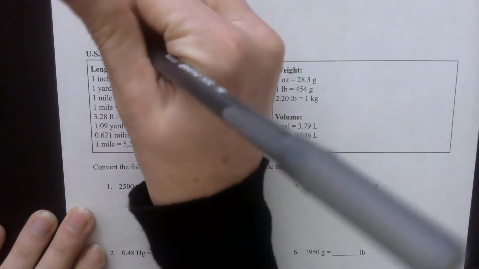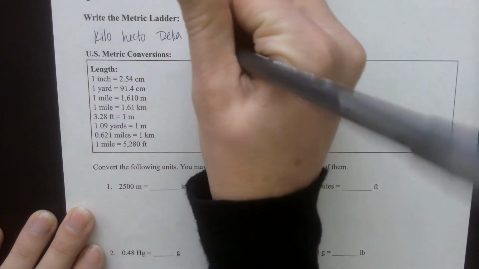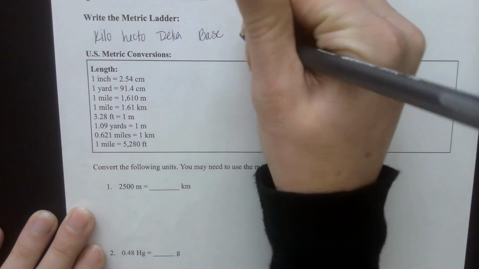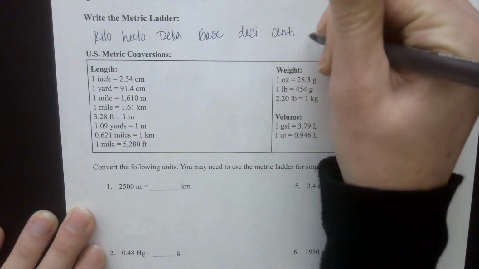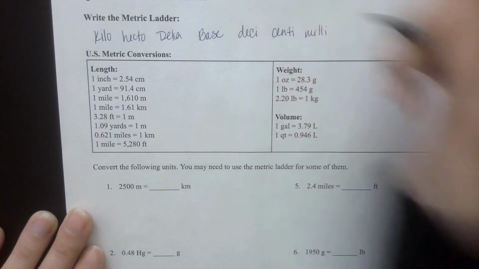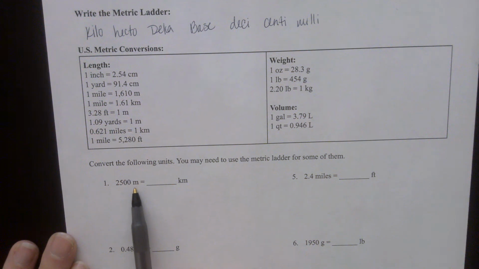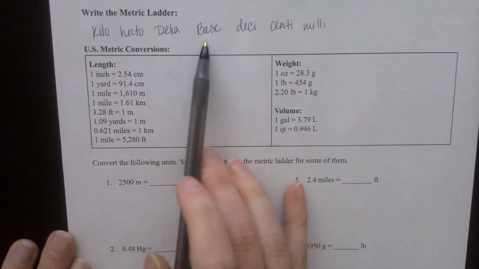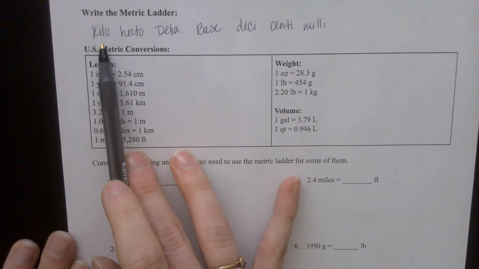So we have kilo, hecto, deca, the base unit, deci, centi, and milli. So if I'm going from meters, which is a base unit, to kilometers, I'm jumping 1, 2, 3 spaces to the left on the ladder.